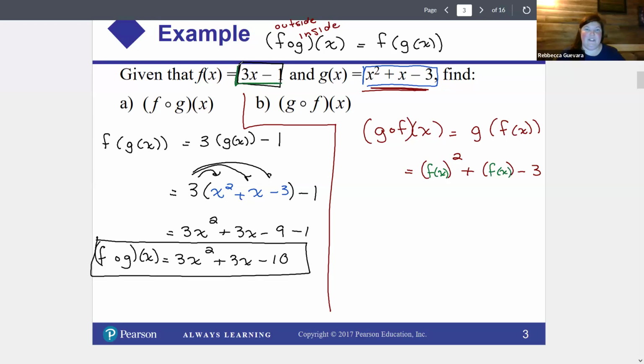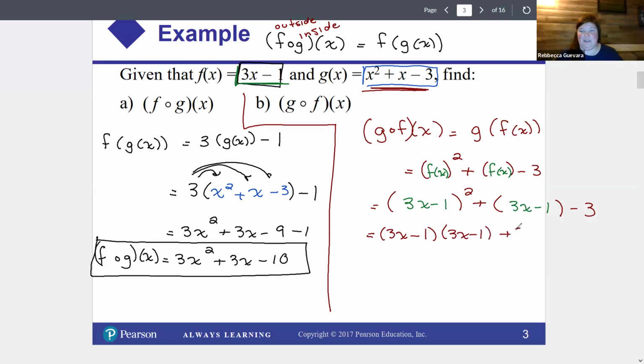And once again, we know that f is just 3x minus 1. You just need a little extra space here. So what we're going to have is, instead of f here, (3x minus 1) squared. Then this right here gets replaced with 3x minus 1. And then, like I said, we keep that 3 on the outside. So this is just 3x minus 1 times 3x minus 1.